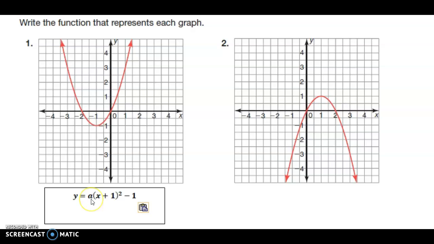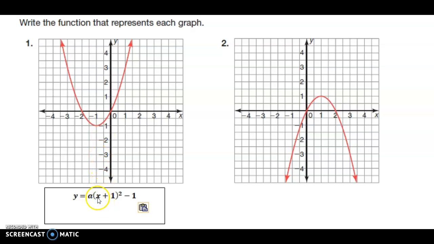y equals a, we don't know what that a value is, times (x plus 1) squared minus 1. So our last step is to figure out what that a value is. We can use a few different options, but one option is to just pick another point on that graph where the parabola crosses, and that parabola crosses at 0, 0.